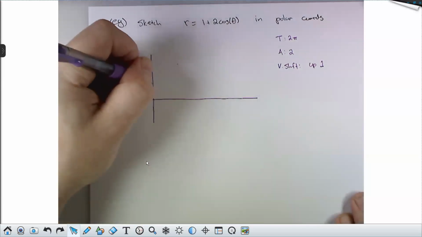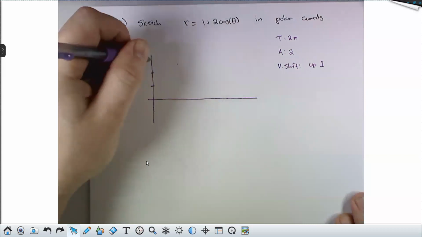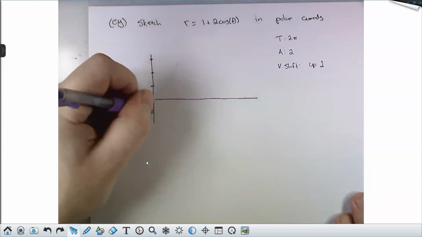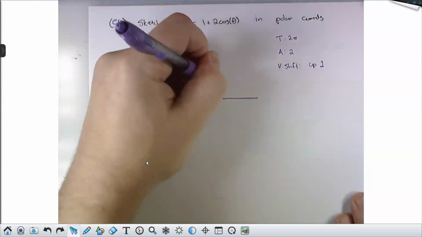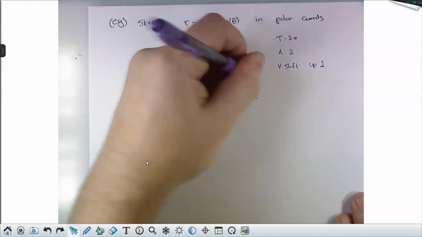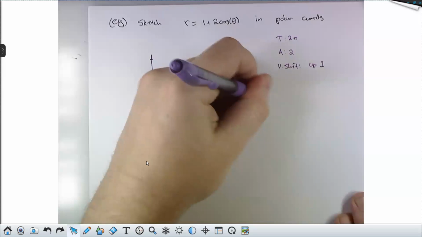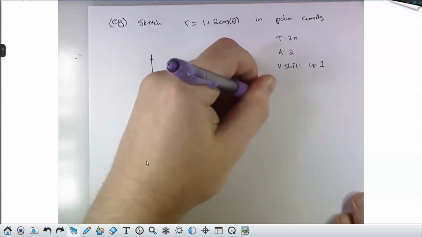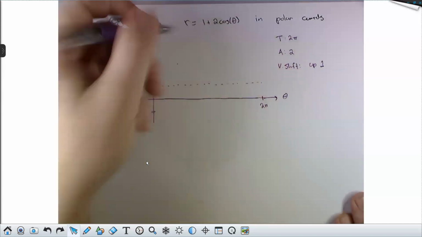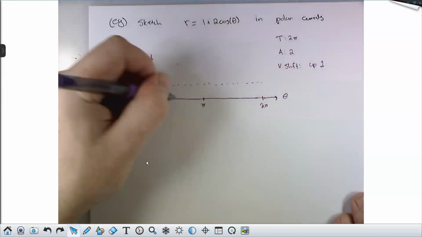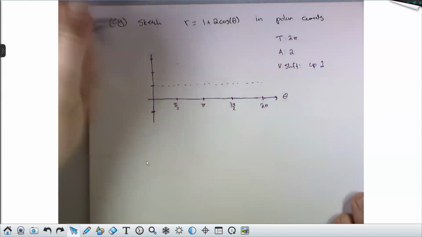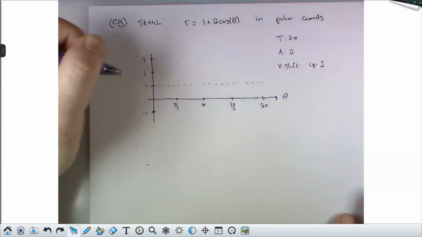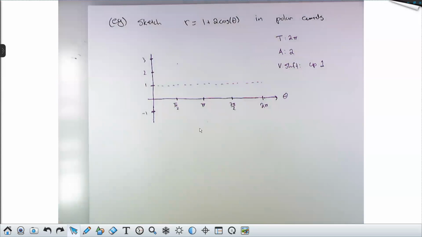So let me mark off here 1, 2, 3, and -1. Let me add in here my equilibrium line. It's shifted up 1. Let me mark a full period as 2 pi on the theta axis. That puts pi somewhere around here, pi over 2 somewhere around here, 3 pi over 2 right here. This is a cosine wave. You know, cosine starts at the top of its amplitude.